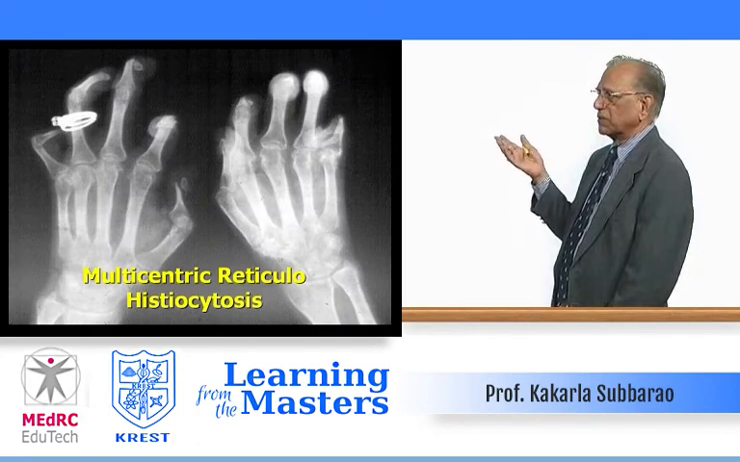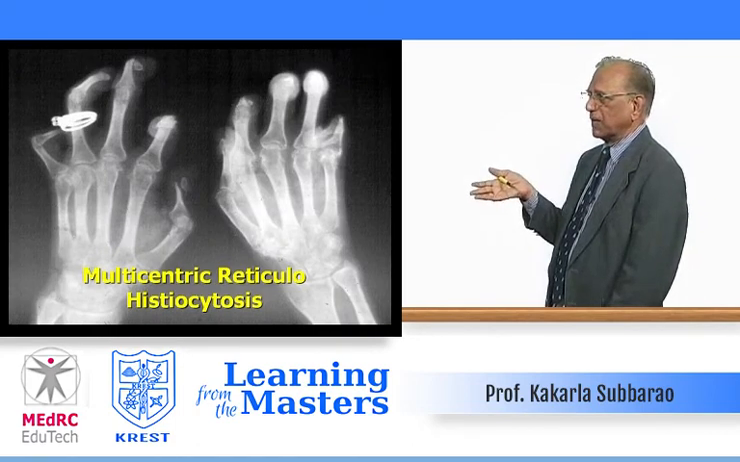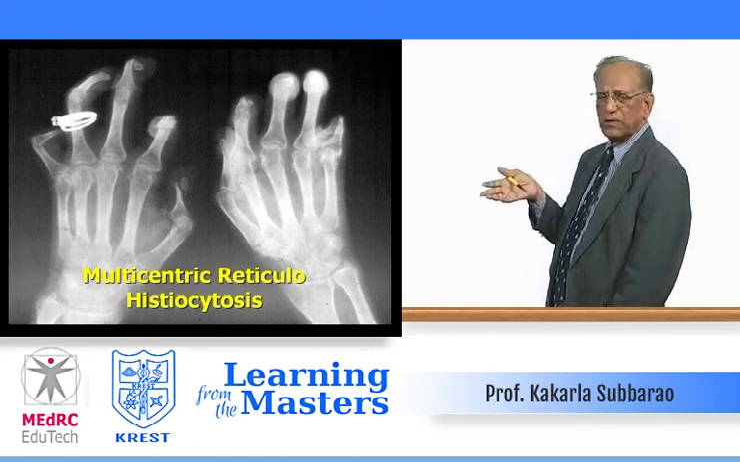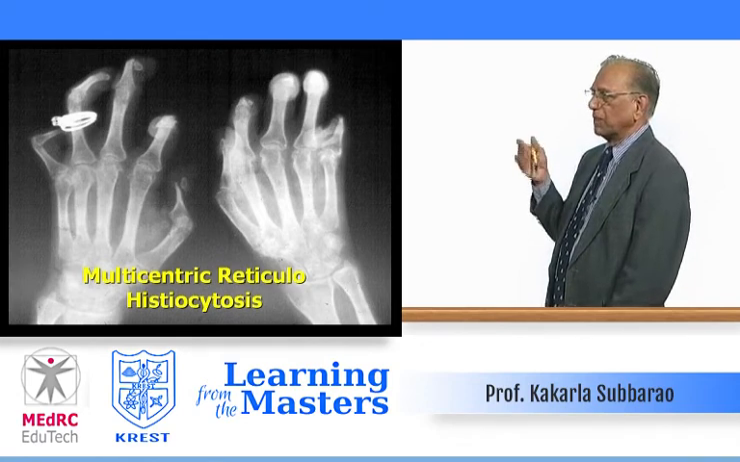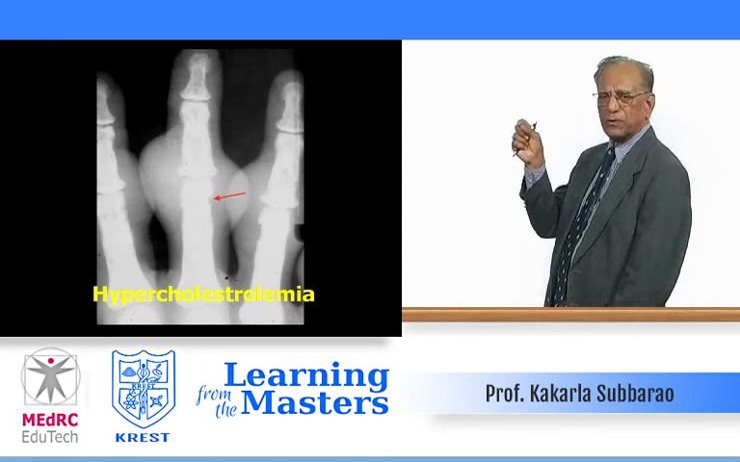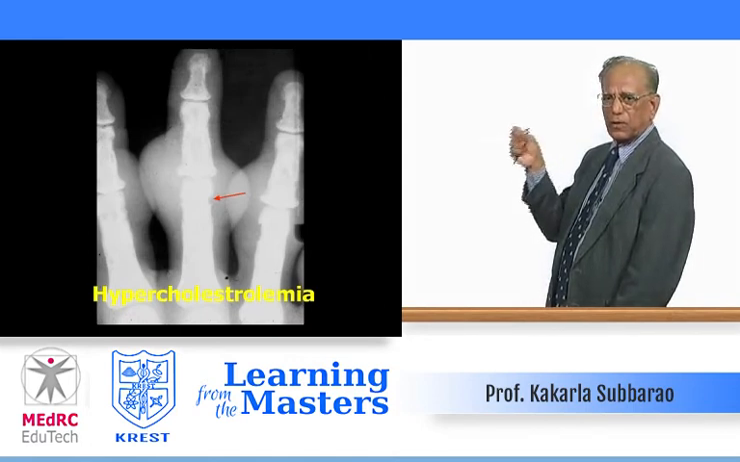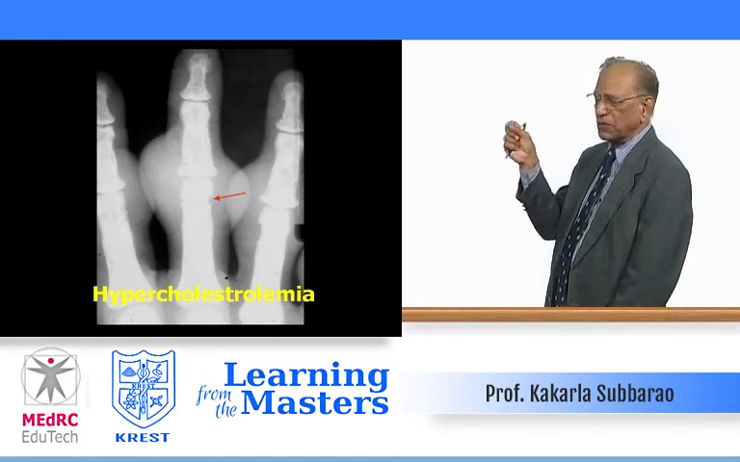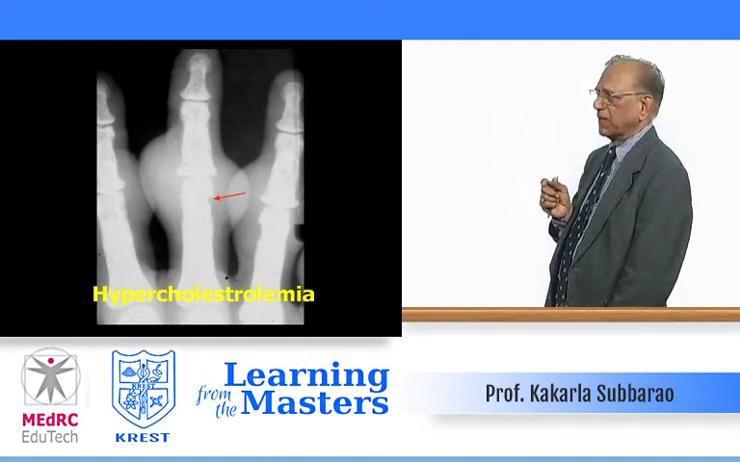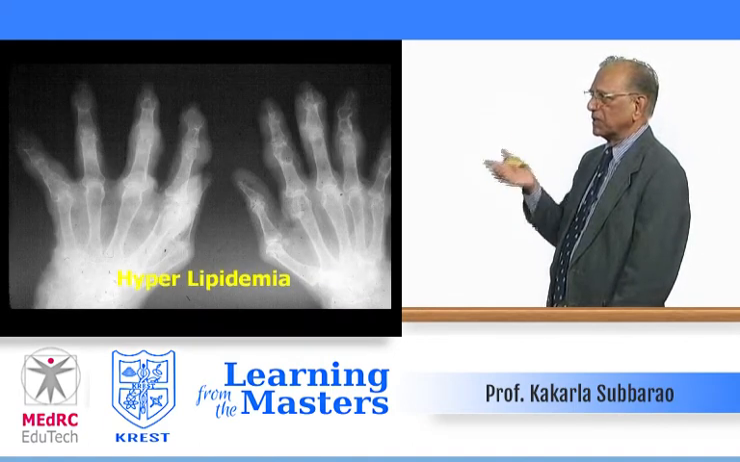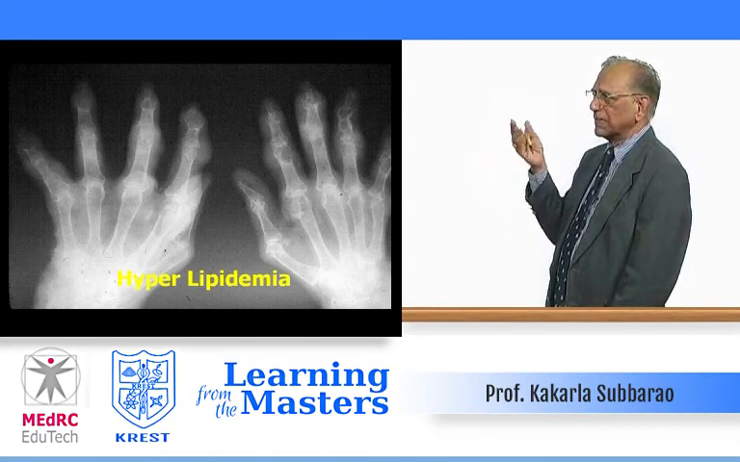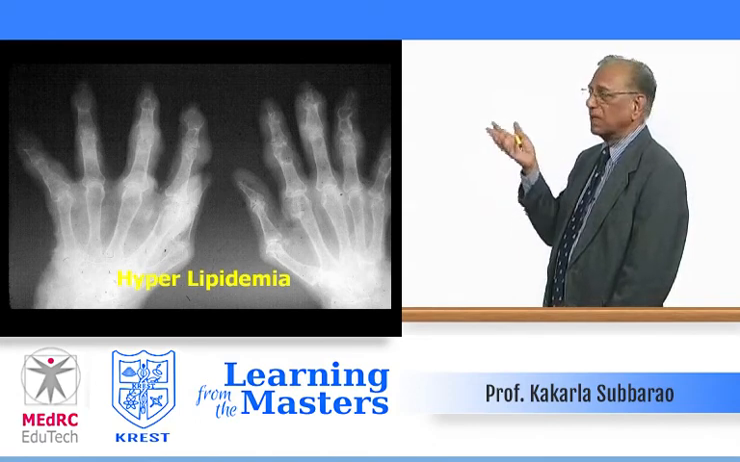Multicentric reticulohistiocytosis, the deformities of the hands, and soft tissue changes, flexion contractures. Hypercholesterolemia, mostly soft tissue deposits of hypercholesterol and minor erosions at the metacarpals and phalanges. Hyperlipidemia, again soft tissue changes and destruction of the bones. Same lytic changes can also occur in the bones.